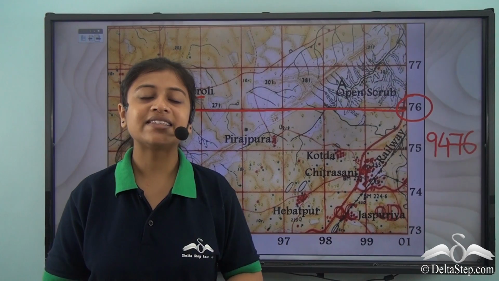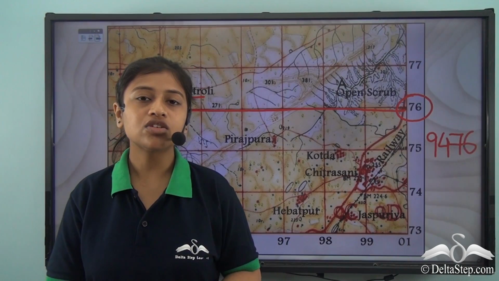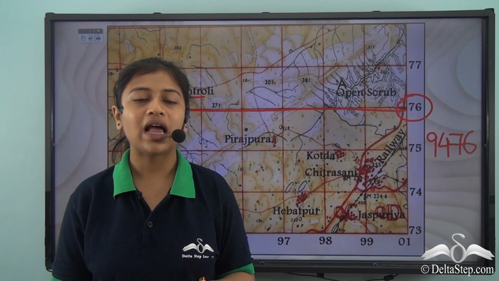In our next lesson, we'll take a look at how contour lines play a very important role as an element of a topographical map.